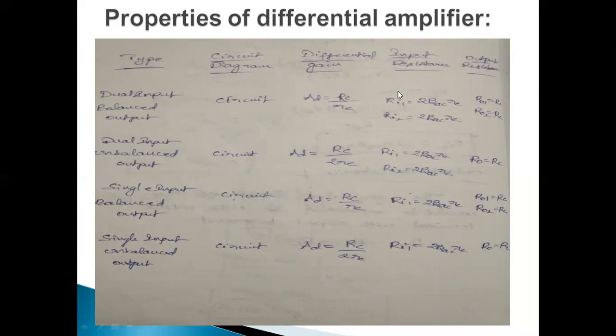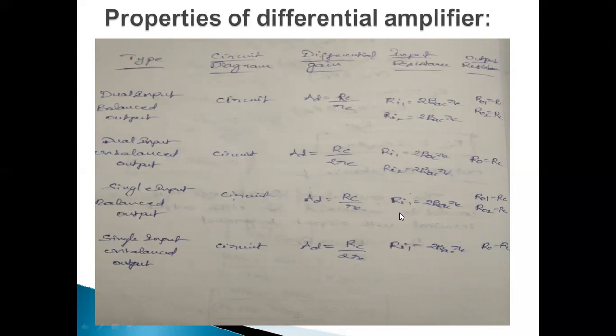And next comparison is input resistance. The input resistance of the dual input balanced output configuration: we have two inputs, that means we have two input resistances. That is RA1 is equal to 2 beta ACRE, which we have already derived, and RA2 is the same, 2 beta ACRE. And for the second configuration, dual input unbalanced output, in this configuration also we are applying two inputs. So we have two input resistances. First one is RA1, that is 2 beta ACRE. Second one is also the same resistance, that is RA2 is equal to 2 beta ACRE.